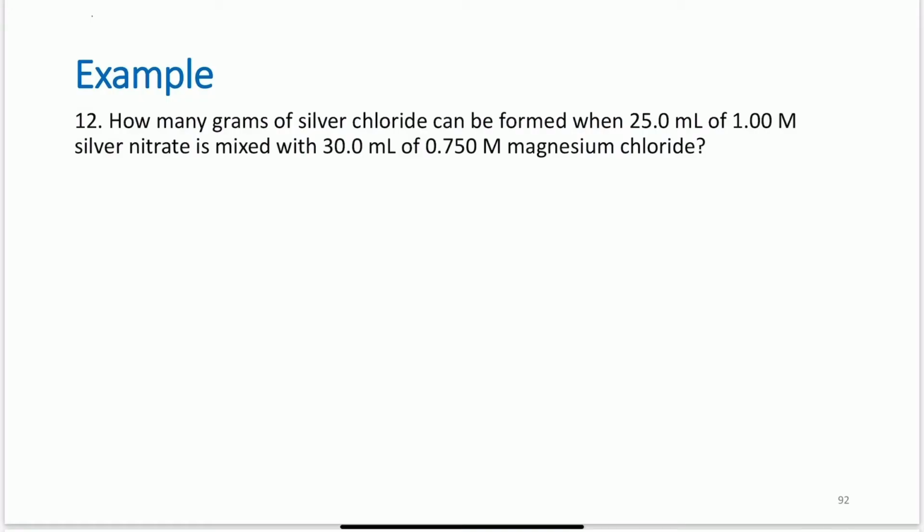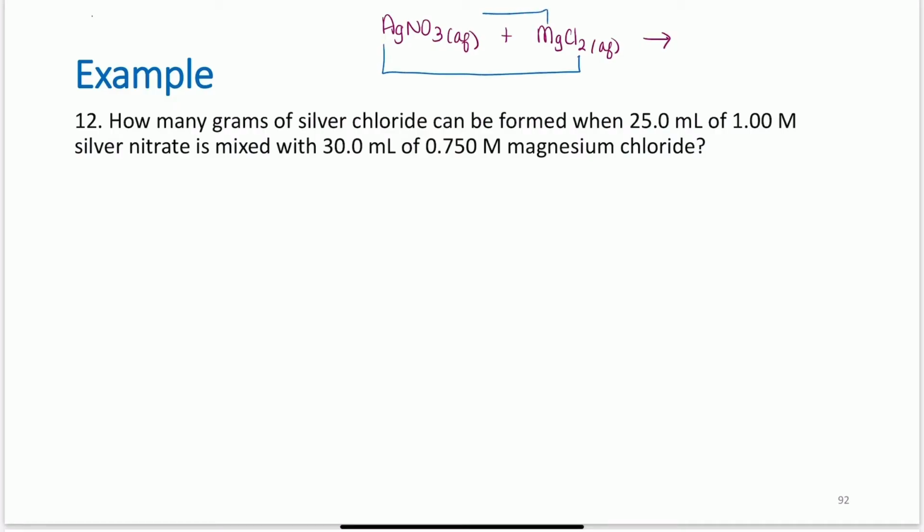So number 12, how many grams of silver chloride can be formed when 25 mL of a 1 molar silver nitrate solution is mixed with 30 mL of 0.75 molar magnesium chloride? So let's write out our balanced reaction. First, I've got silver nitrate, AgNO3, and this is aqueous, reacting with magnesium chloride, MgCl2, also aqueous, and I'm told I'm forming silver chloride, but either way, let's look at swapping our partners.